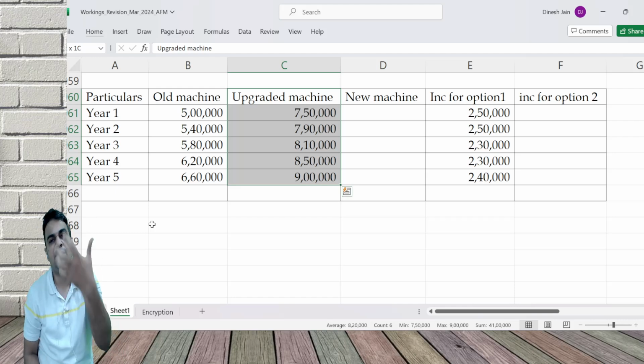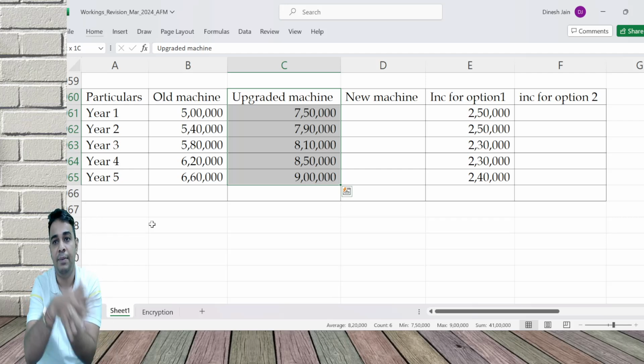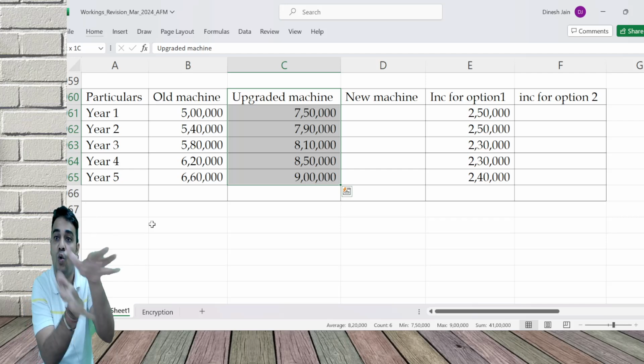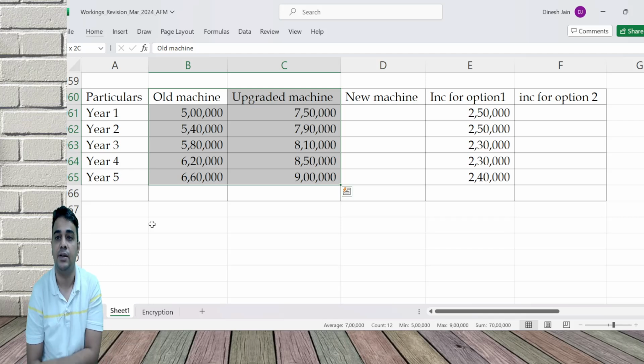Why in replacement I specifically talk is because I may analyze old machine separately, I may analyze new machine. In this question I'm analyzing old separately, upgraded separately. Old is also the same machine, upgraded is also the same machine, and I'm finding the difference.